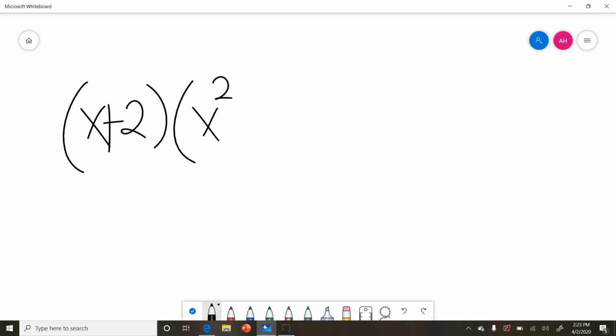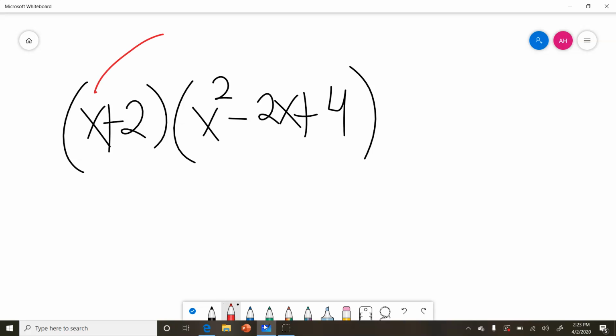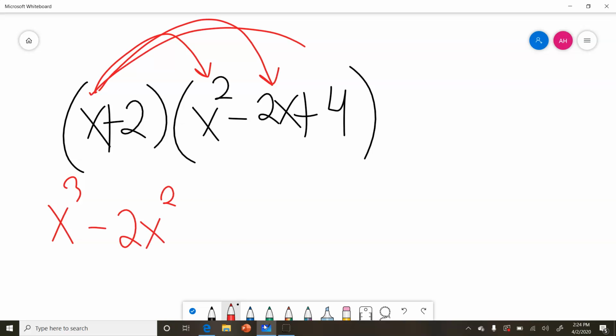The final thing that you'll need to do for this homework is the FOIL method. Okay, so I'm going to give you a harder one here. If we have something that's x plus 2 times x squared minus 2x plus 4. Okay, what we do in this problem is we just use our FOIL method. So I go x times x squared, and that is x cubed. I do x times negative 2x, and that's negative 2x squared. Do this guy times the 4, and I get plus 4x.